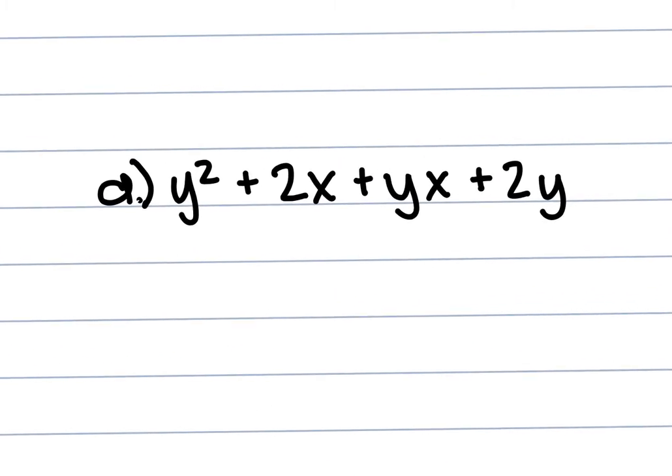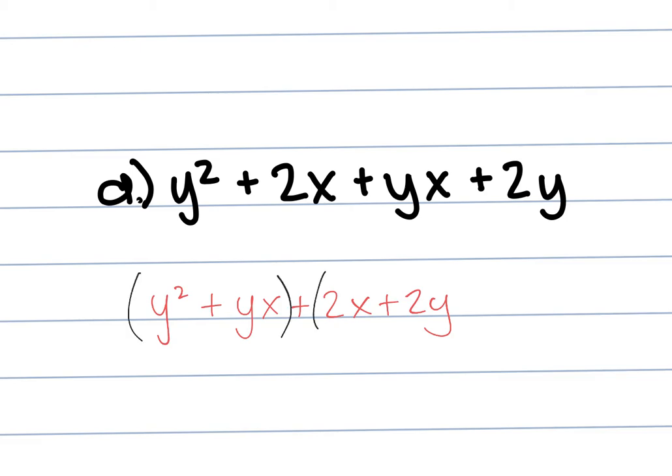Before I group, what do I need to do before I group? Sophia? Put it in standard form. So how do I change this into standard form? Well, you have to put y squared in the front, and then you have the 2x, and then the... wait. You have to put yx. Good. And then 2x, and then 2y. Good. Absolutely right. Okay, now can we group?